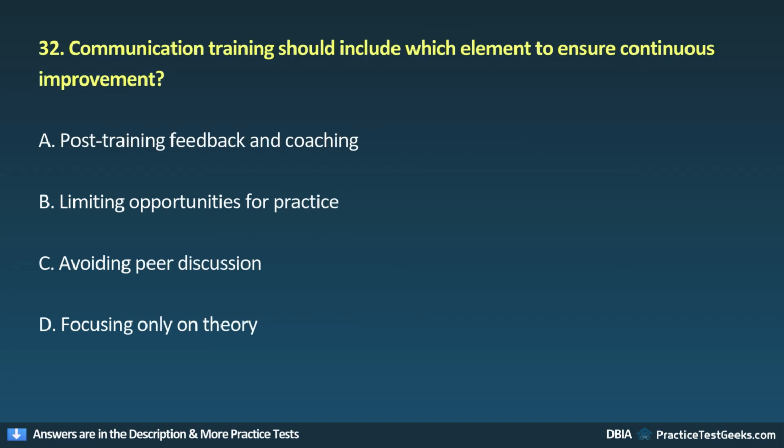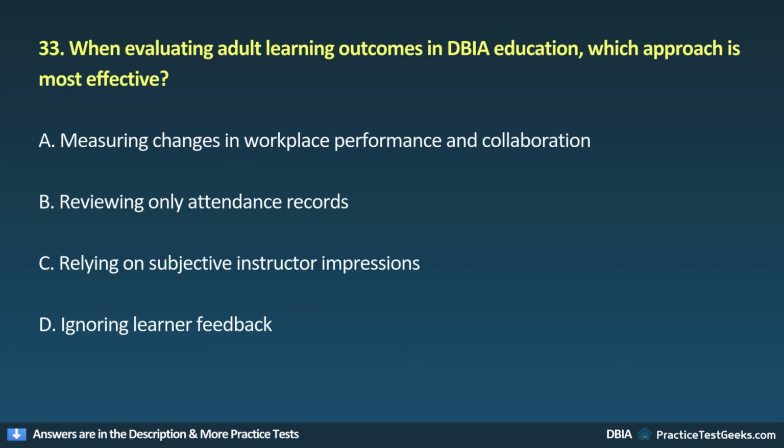32. Communication training should include which element to ensure continuous improvement? A. Post-training feedback and coaching. B. Limiting opportunities for practice. C. Avoiding peer discussion. D. Focusing only on theory.